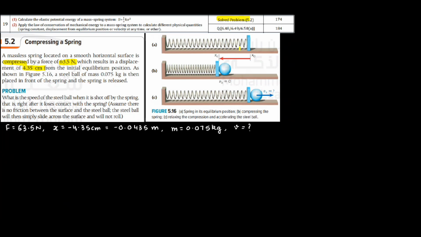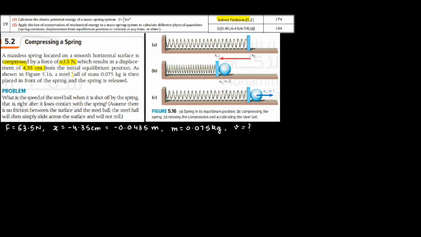So you have a spring and you have compressed the spring by using a force of 63.5 Newton, and the compression from its initial equilibrium position is 4.35 centimeter. So my displacement x is 4.35 centimeter. I've written negative here because it is compression. When you convert centimeter to meter, you get negative 0.0435 meter. The conversion you make by dividing the number in centimeter by 100.